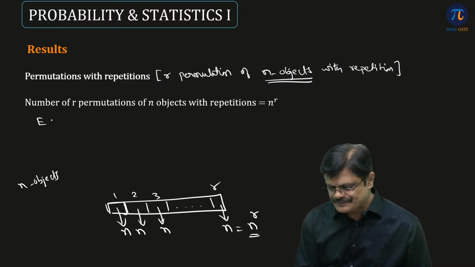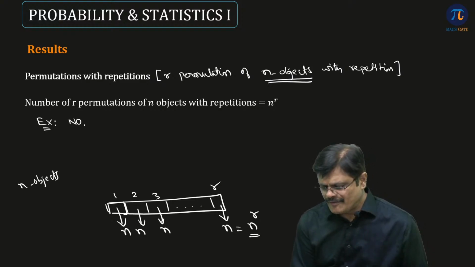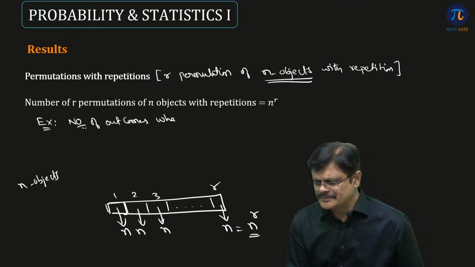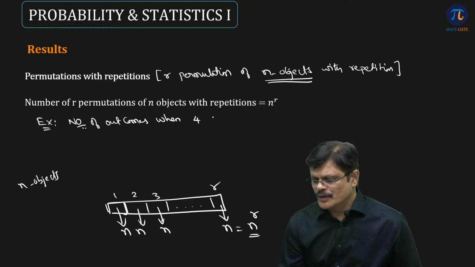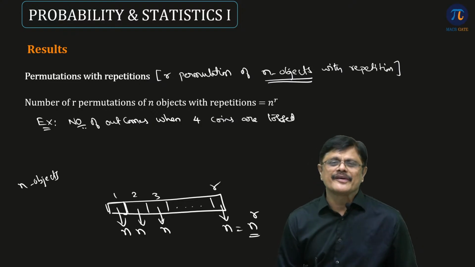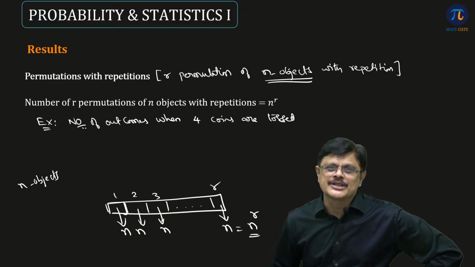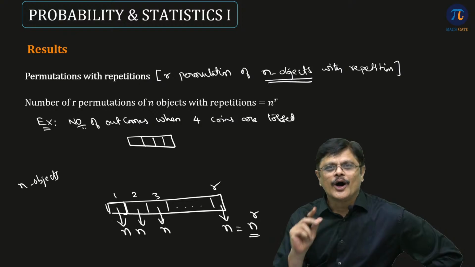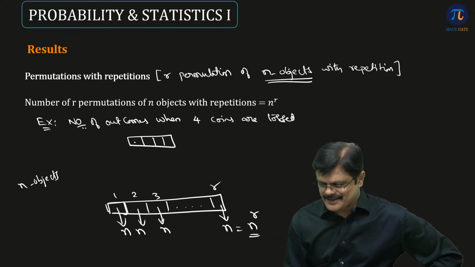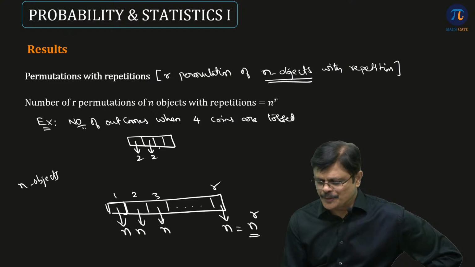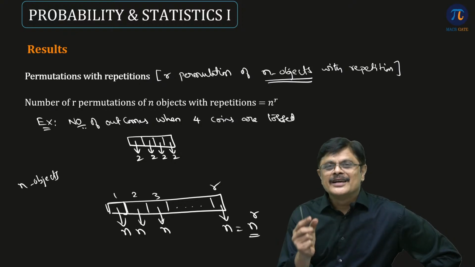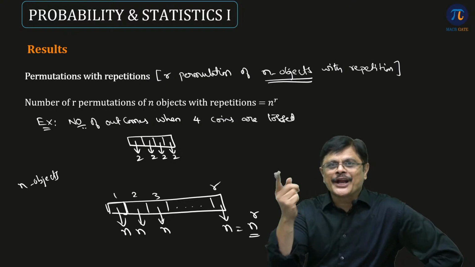For example, number of outcomes when 4 coins are tossed. Suppose when 4 coins are tossed, how many outcomes are possible? Okay, you are tossing 4 times. On the first coin, there are 2 possibilities. On the second coin, there are 2 possibilities. Third coin, there are 2 possibilities. Fourth coin also, there are 2 possibilities. Am I clear? So it is not like, if you get head, you cannot get head on the second toss.